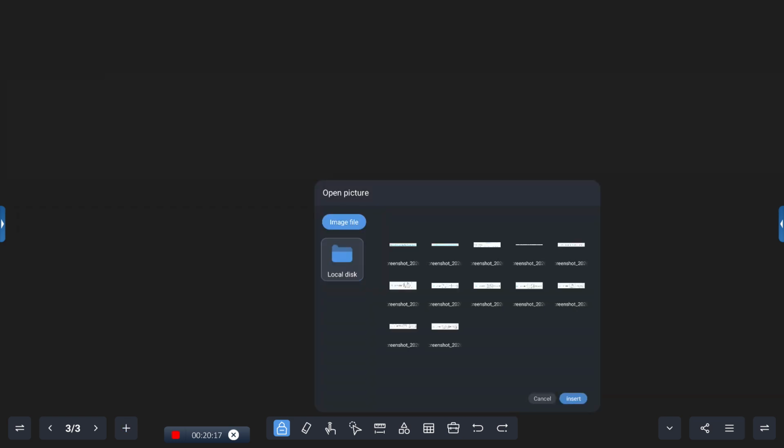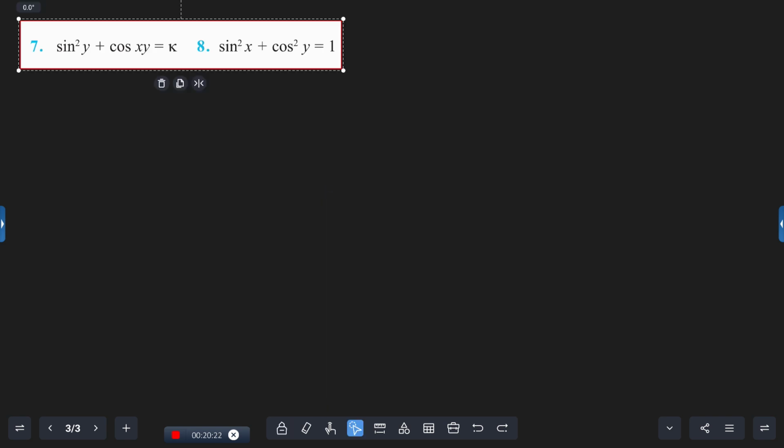That is 7. 7 and 8 together I have taken.